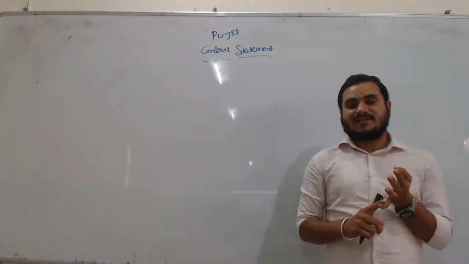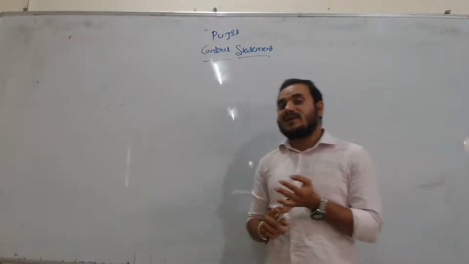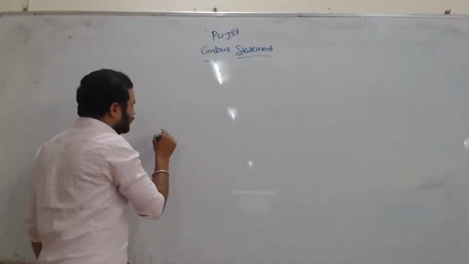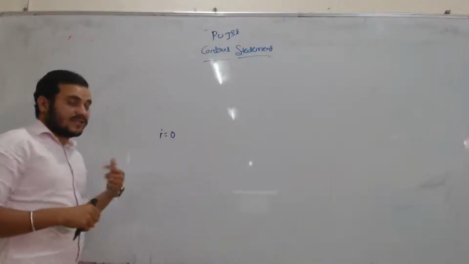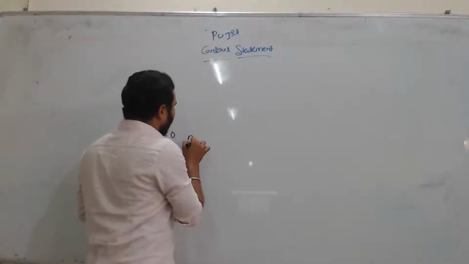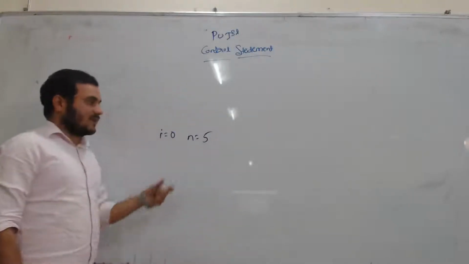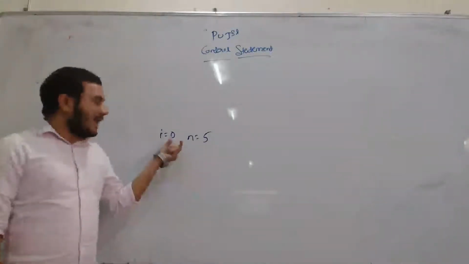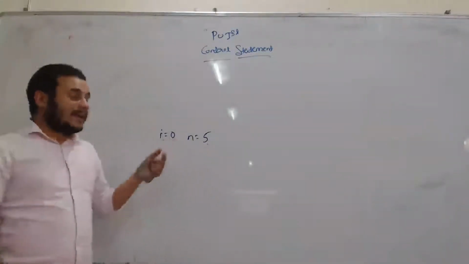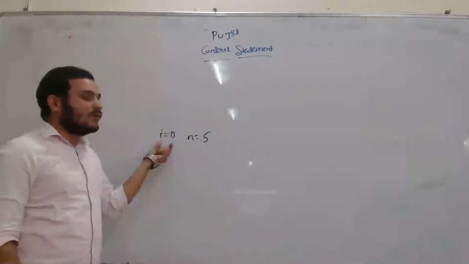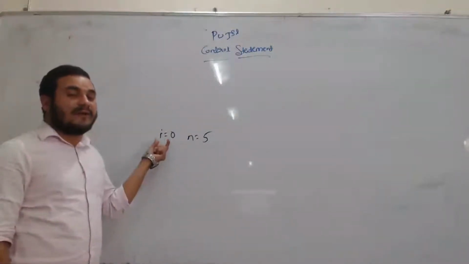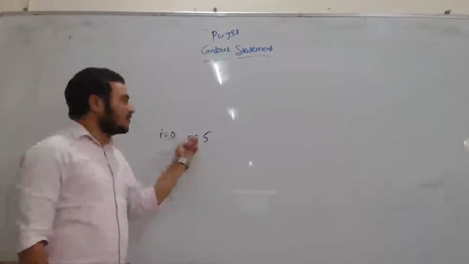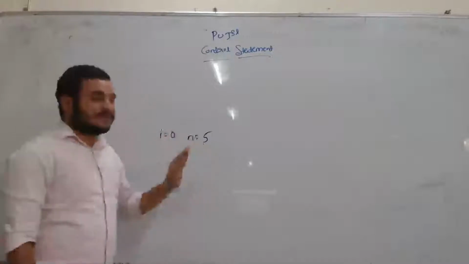One is initialization, which means we have to initialize the value. If you initialize i is equal to 0, the condition will be checked. We have to put the condition, then n is equal to 5. This is our condition: the number of elements present. The initialization value starts from 0, then you apply the condition. What is the condition? n is equal to 5, the number of elements is 5.